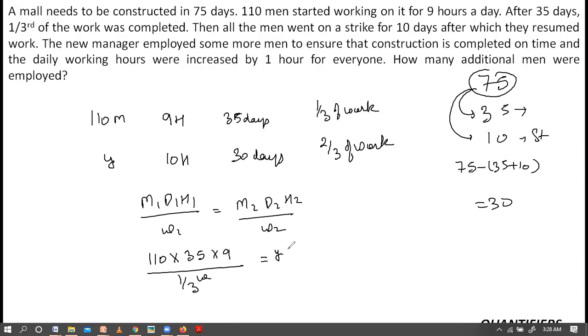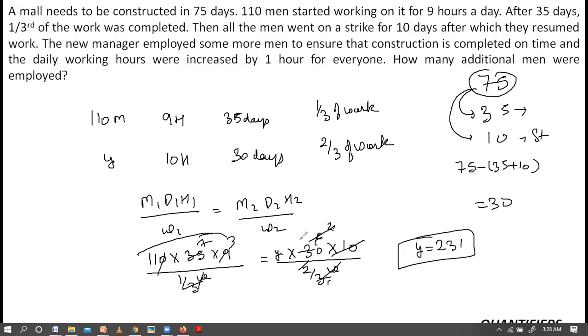Let's say y are the total men in the second case. D2 is remaining days, that is 30 days. And H2 is the number of hours they will work, that is 10 hours. And they have to complete the remaining work, that is 2/3 of the work. So W gets cancelled, 3 gets cancelled. 2, 10, and this is cancelled. 5, 7, 5, 6, 2, 3, 3, 3, 7, 3 is 21 into 11, 231. So y is 231, which means the new number of men is 231.